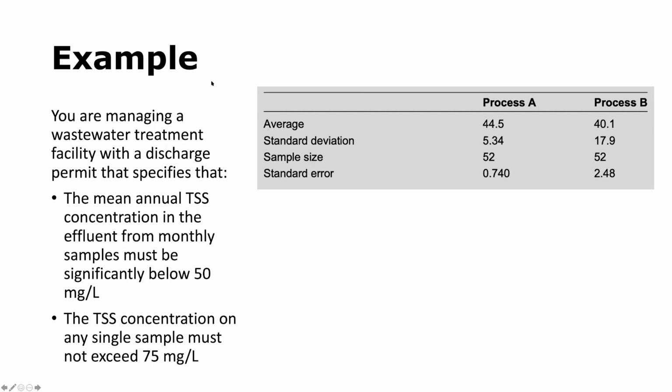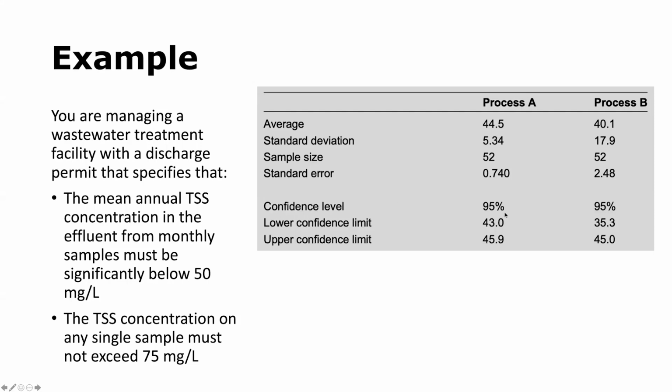All right, so with this information right here, at first glance, it might look like process B is a pretty good choice because you have a lower concentration. Both of them are below the sample average, 50 milligrams per liter. But a lot of you said process A, and let's figure out why. Why is process A potentially the better choice here?